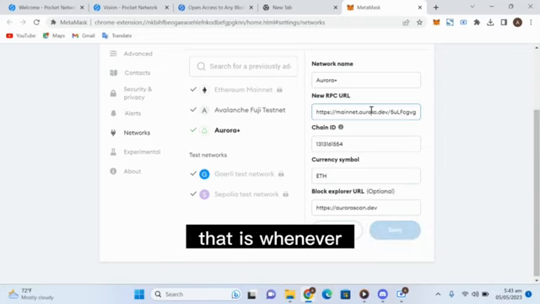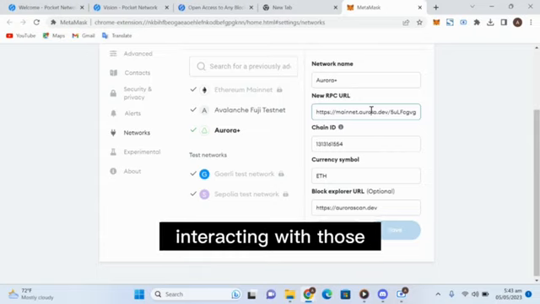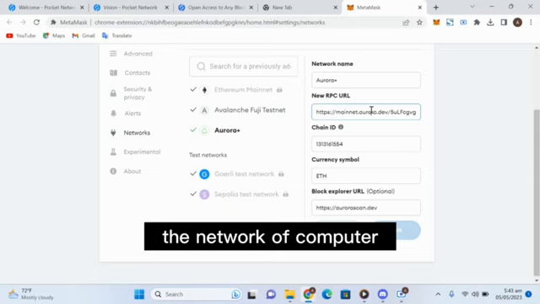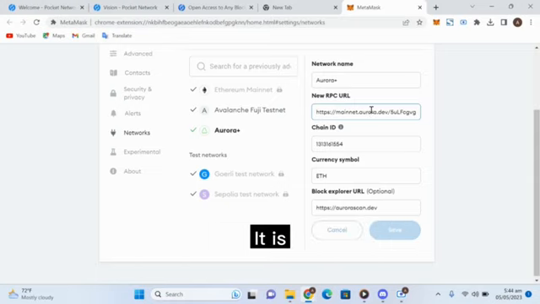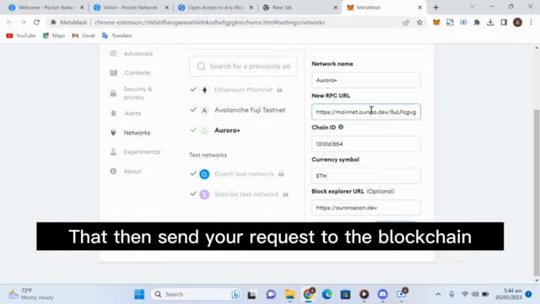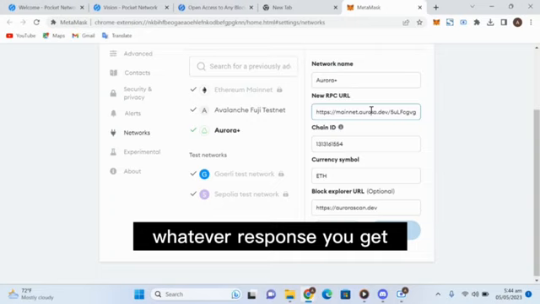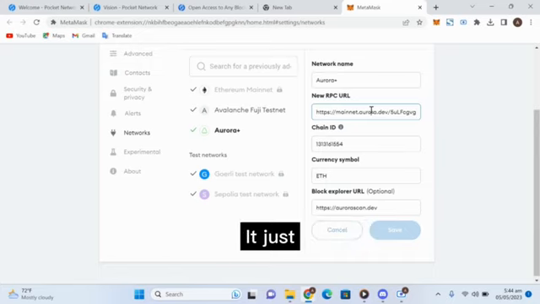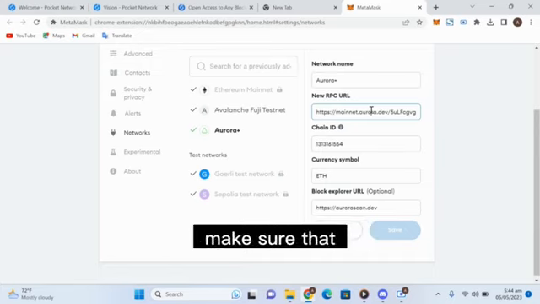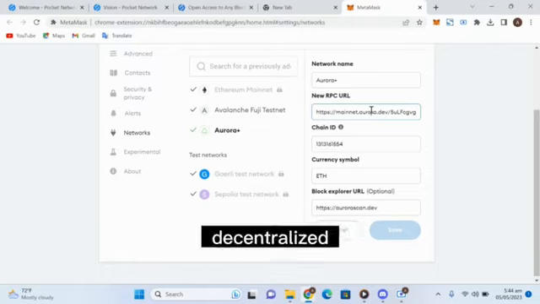That is, whenever you want to interact with the blockchain, you are basically interacting with the network of computers that they've set up. It is this network of computers that then sends your request to the blockchain. After sending your request, whatever response you get, this network of computers then sends it back to you. So it just enables you to interact with the blockchain in a decentralized way. And what is the advantage of using a decentralized RPC provider?